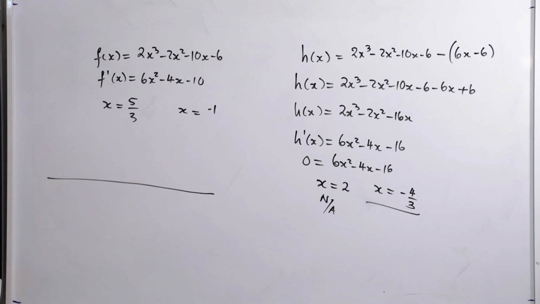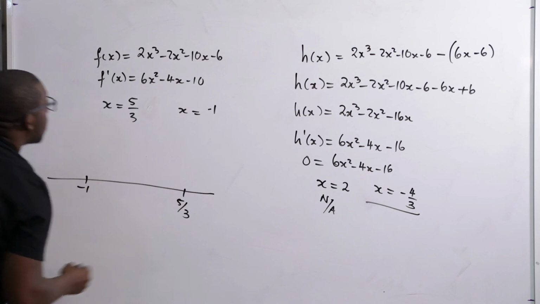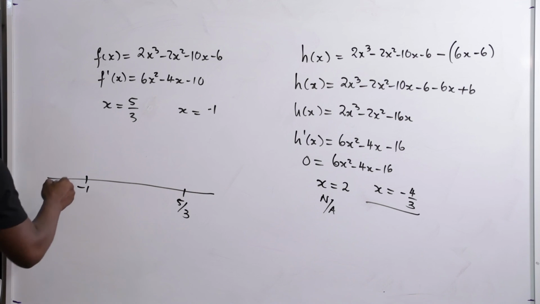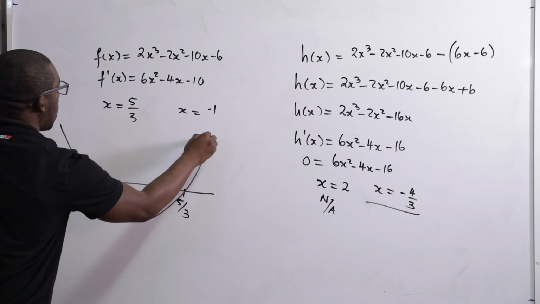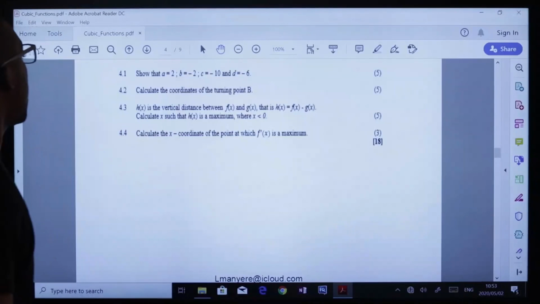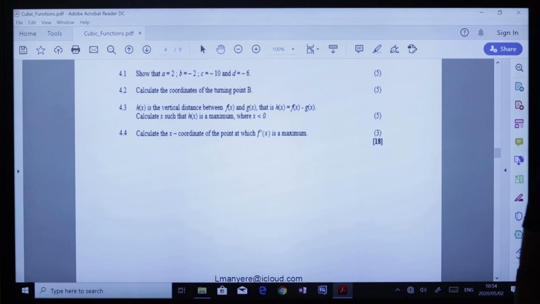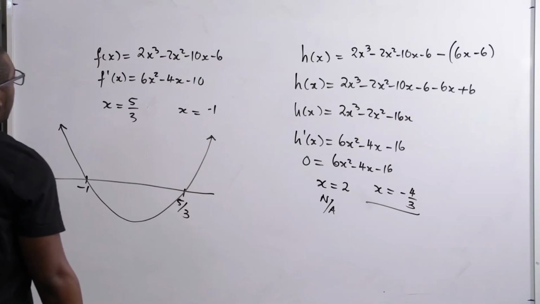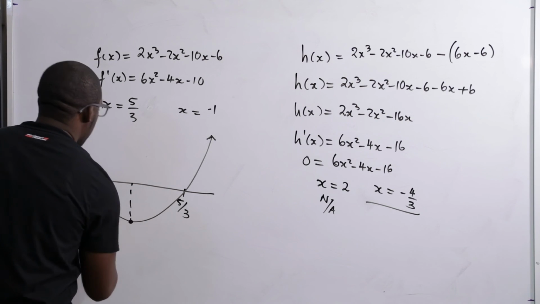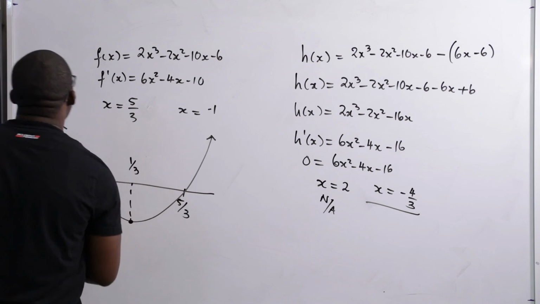If I sketch it, let's also solve it graphically. Minus 1, and this is 5 over 3. What type of function is this? Thereafter, if it is going to be a maximum, this can only be the midpoint of those two. And that is going to be 1/3.